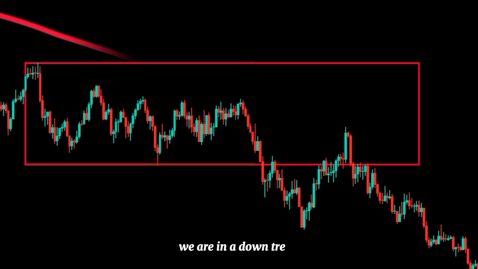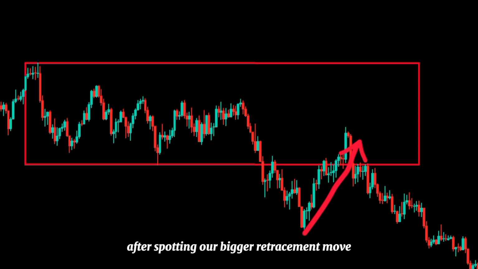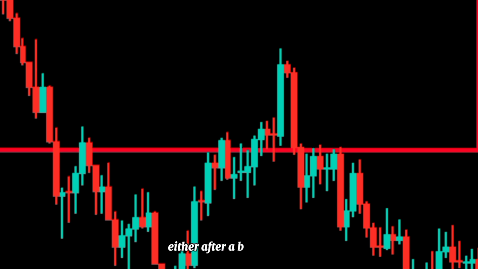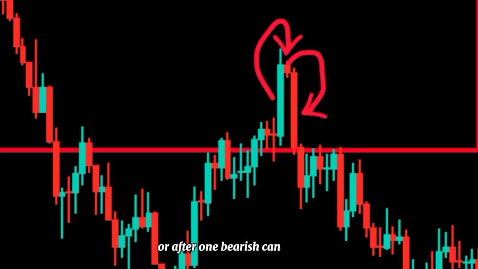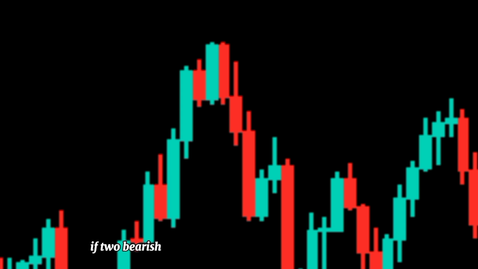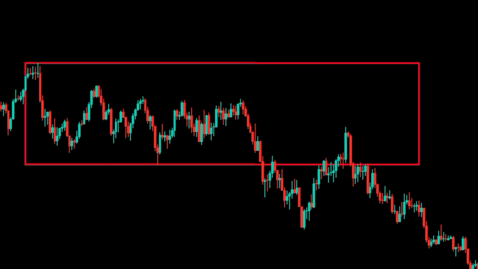We are in a downtrend, and we are looking forward to sell this trade after spotting our bigger retracement move. And when the bigger retracement move has appeared, we want a strong momentum candle to appear, either after a bullish candle or after one bearish candlestick, which appeared after the last bullish candle. If 2 bearish candles form before the momentum candle, then it should not be traded. But for this trade, you can see that the bearish momentum candle formed after one bearish candle, and that will qualify us to trade this particular breakout.